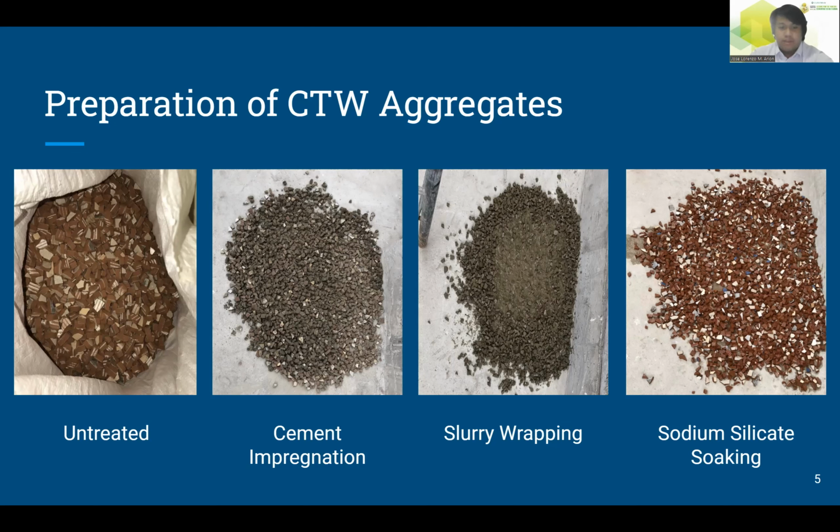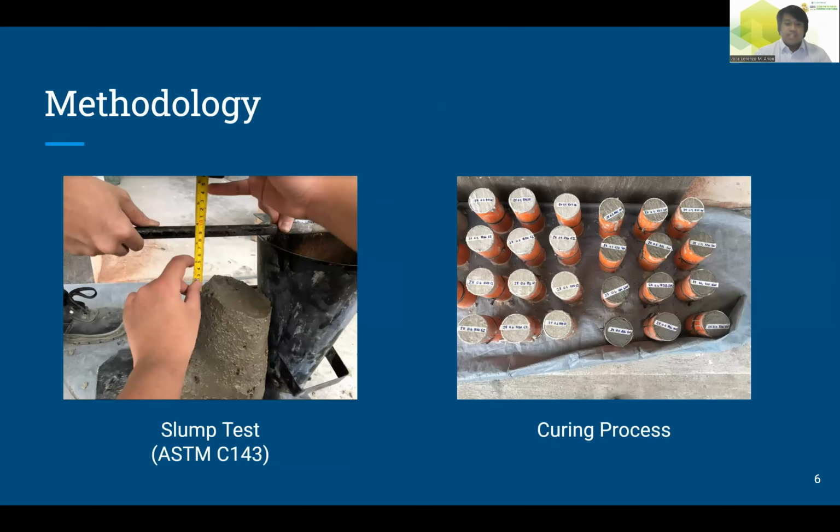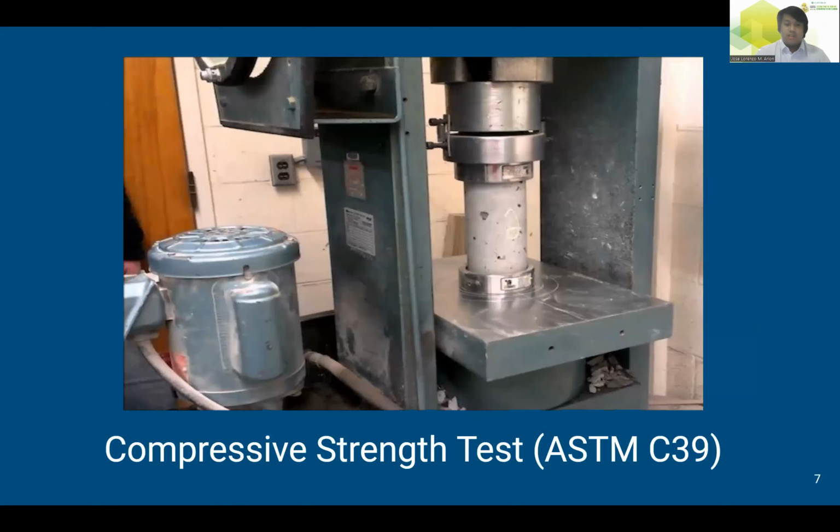So the absolute volume method was used to proportion the components of each CTW concrete batch, and the slump test based on ASTM C143 was used to verify if the workability of each concrete mixture was able to achieve the target 80 mm slump. The samples were then molded into cylinders for periods of both 7 and 28 days before being subjected to the compressive strength test as per ASTM C39.